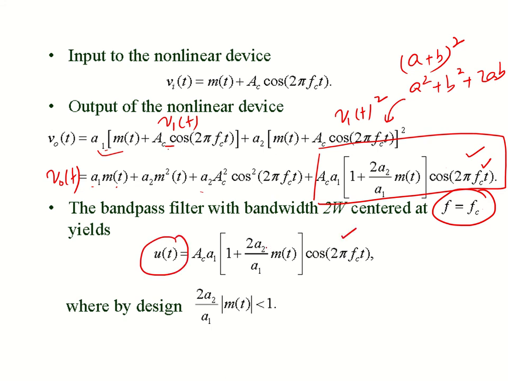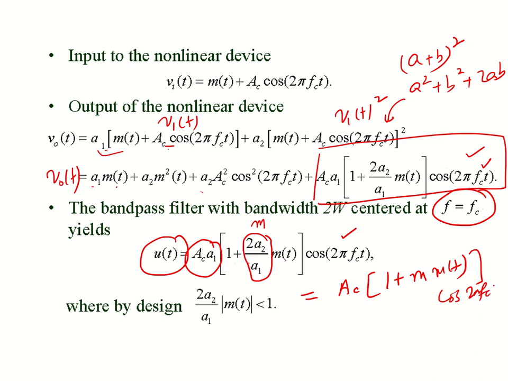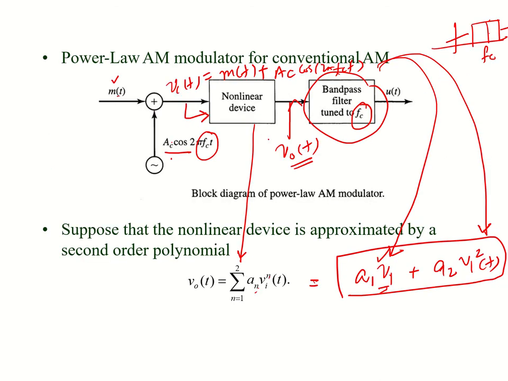Now if you look at this, what is this? This is just a magnitude, 1 plus, this is basically your modulation index, times m of t, times cosine of t. So I can rewrite this as AC times 1 plus m multiplied with the message signal, times sine of 2 pi FCT, which is basically your carrier signal. So this is the expression for the double sideband large carrier. So we can generate the double sideband large carrier by using the second order nonlinear device.